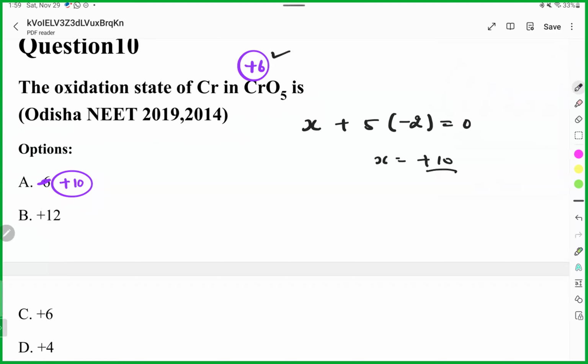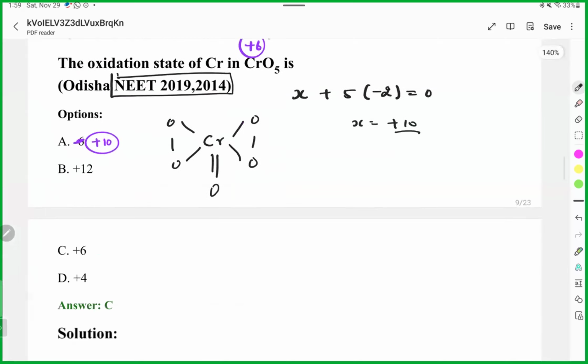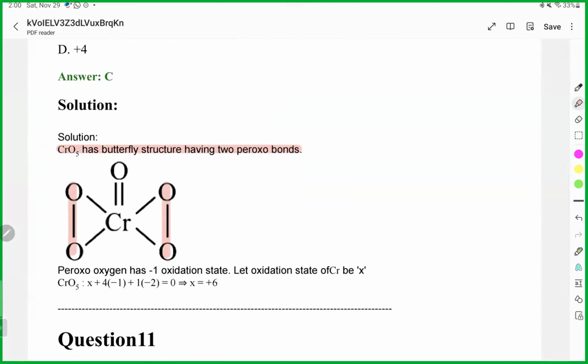So what will the diagram look like? A butterfly-like structure, 1, 2, 3, 4. Butterfly-like structure. Two peroxo bonds, one this, second this. Peroxo.